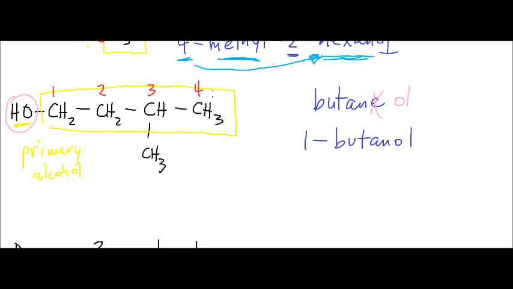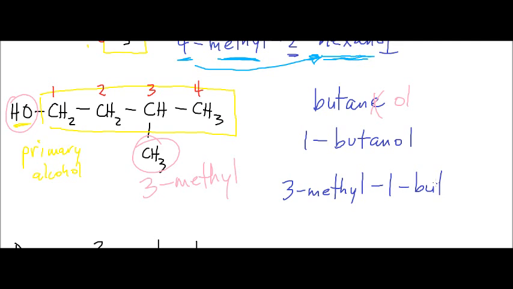However, we also have one more branch here, right? This branch, 1 carbon in length, so it is a methyl group. And where is it located? It's located on the 3rd carbon, so it's a 3-methyl. How do we put this all together? This name for this compound is a 3-methyl-1-butanol.